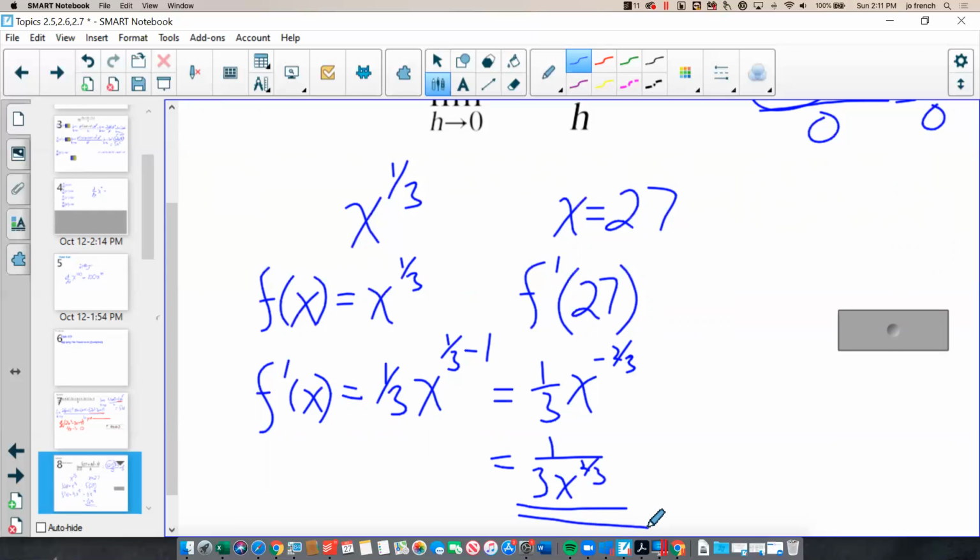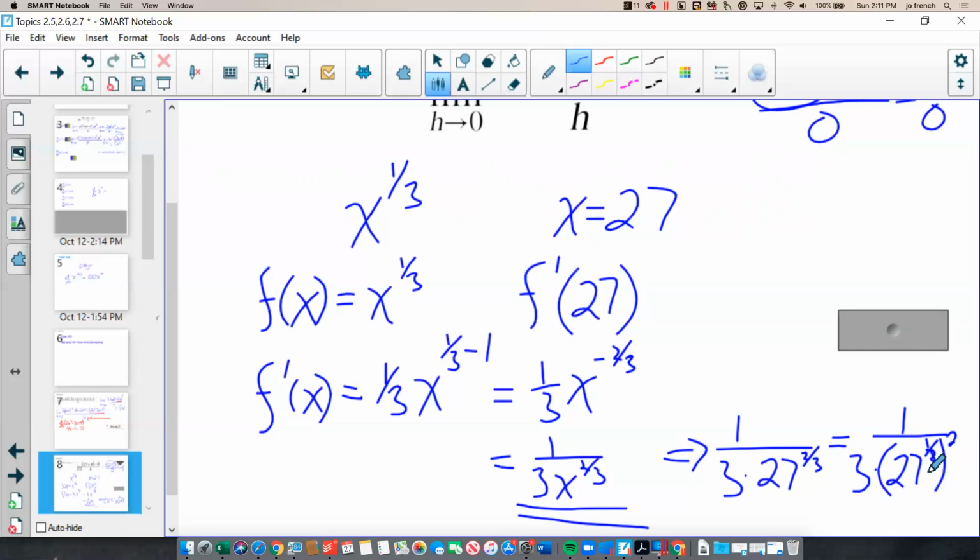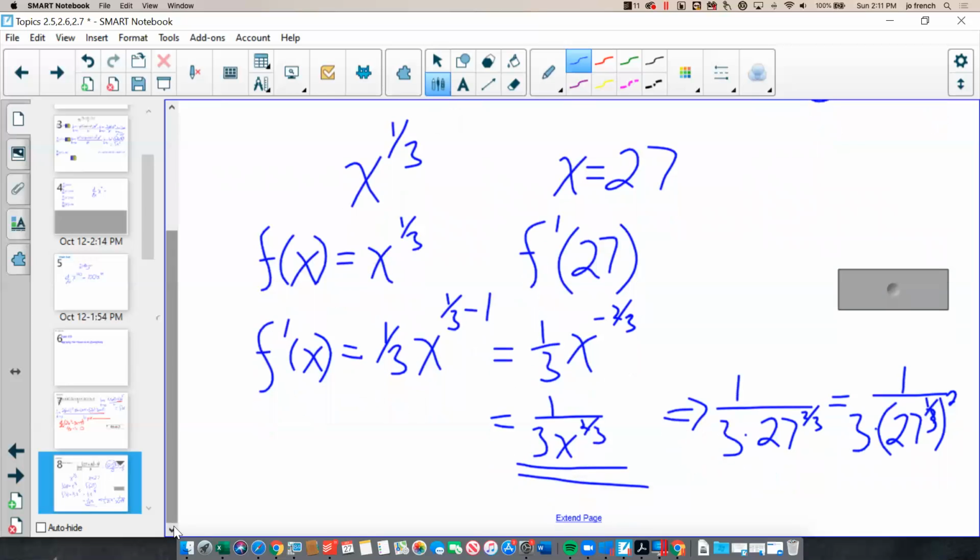Now, what we want to do is evaluate our derivative f when x is 27. So I'm looking for 1/3 times 27 to the 2/3. I like to think of that as 1/3 times 27 to the 1/3 squared. Remember how I can break out my fractions, and raising an exponent to an exponent is the same as multiplying the two exponents together.